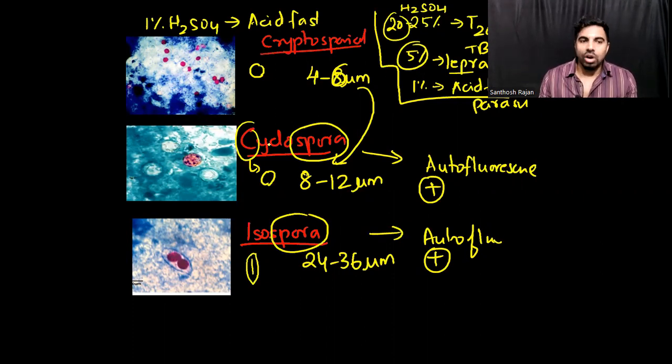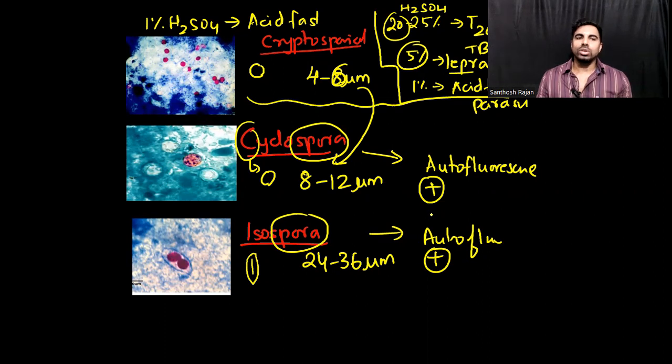Cyclospora will shine. Isospora will shine. Only these two spora will shine, not the other things. Cryptosporidium will not shine, so it's a separate one. In case they ask, this is the thing you have to remember. This is the difference in the acid-fast basic. So I think you'll not forget.